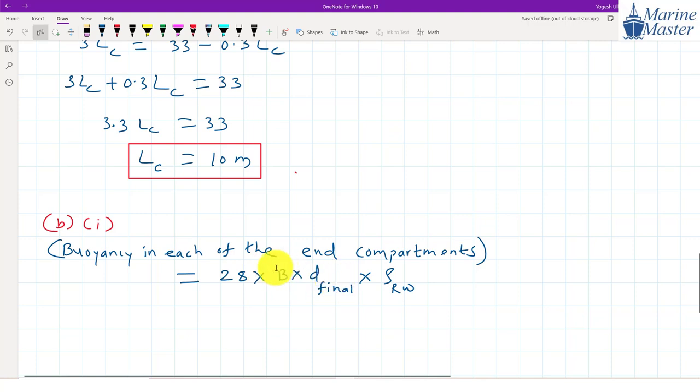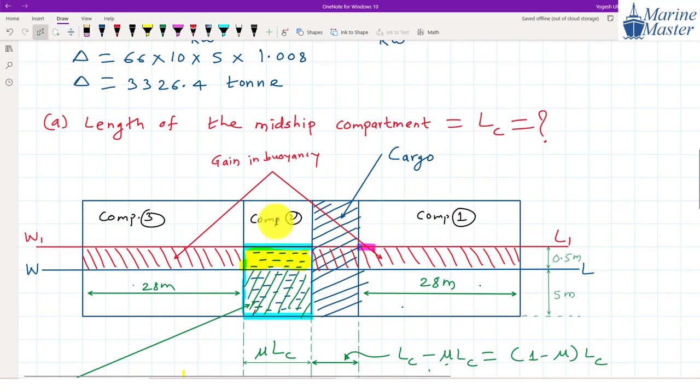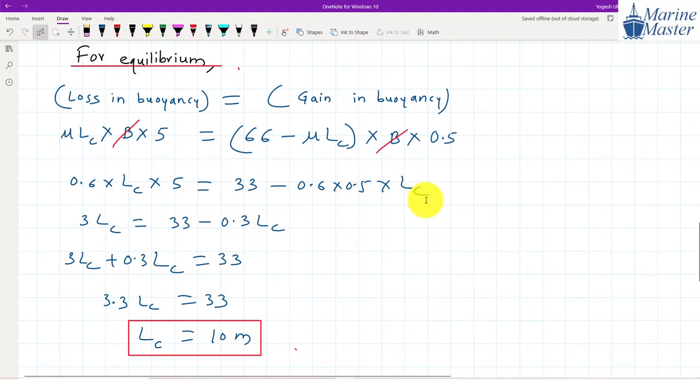Okay, now the buoyancy in each of the end compartments, guys. So what are the end compartments here? Compartment 1 and Compartment 3. The length of each compartment is 28 meter, the final draft is 5.5 meter, and the breadth is B. So buoyancy means what? Weight of water displaced, or mass of water displaced, guys.